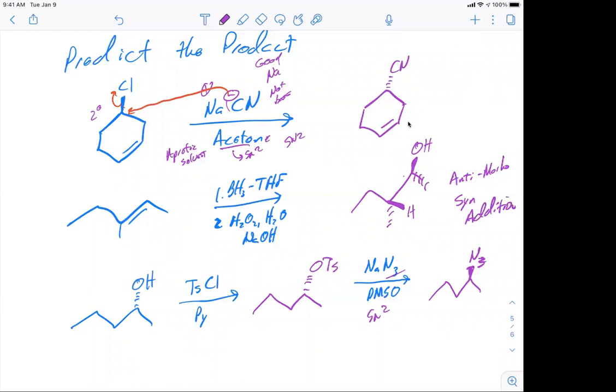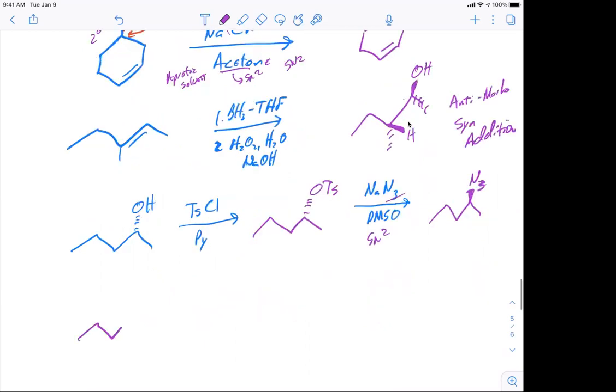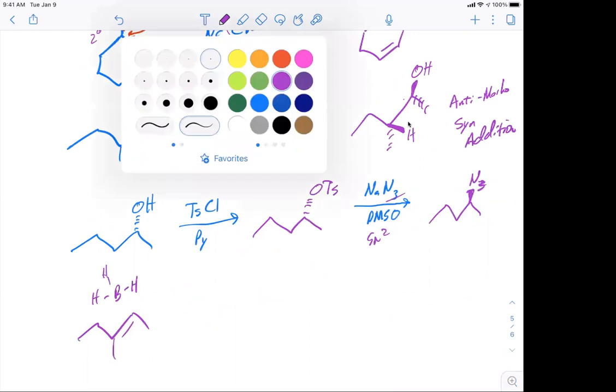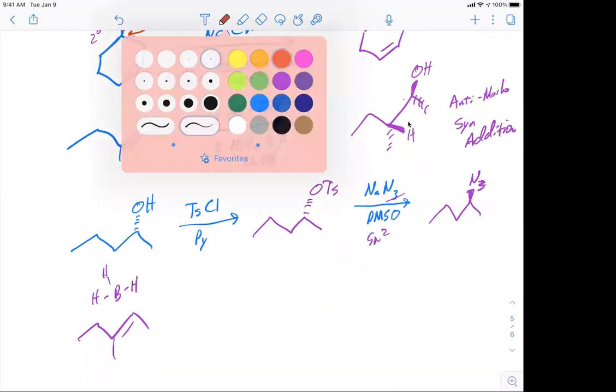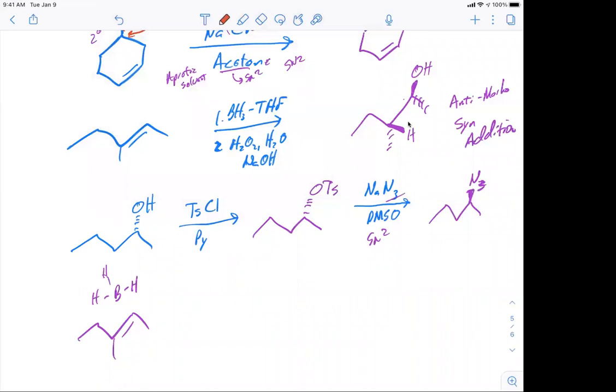And you could say that you memorize it, but if you work through the mechanism, you'll see that the boron and the hydrogen are adding at the same time. Let's use red. This is coming out and attacking here, and this is coming down, all in the same step. And since it's all occurring in the same step, I end up with my hydrogen and my boron coming from the same side. So it's part of your mechanism.